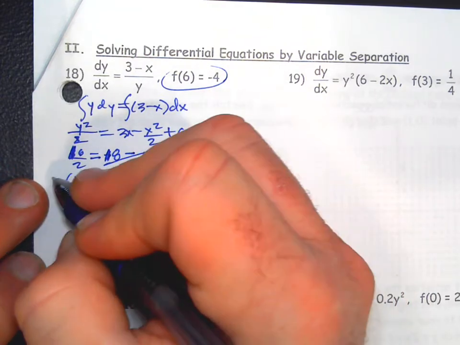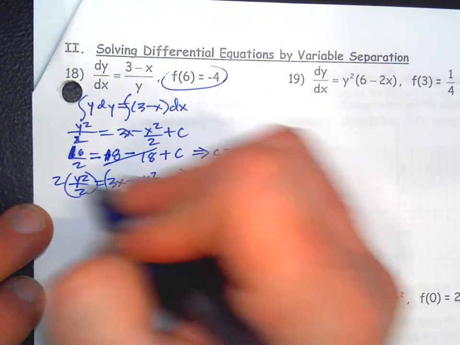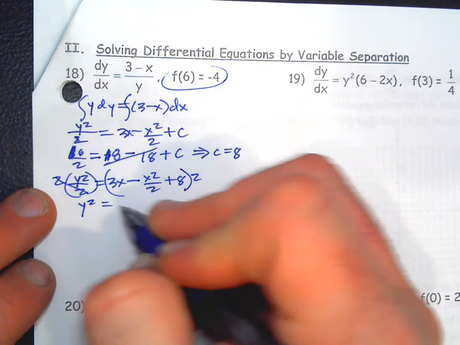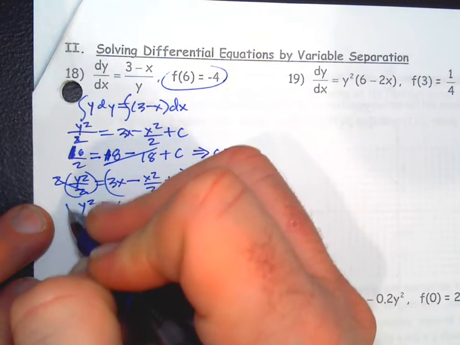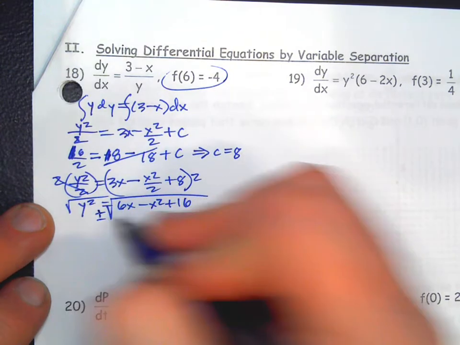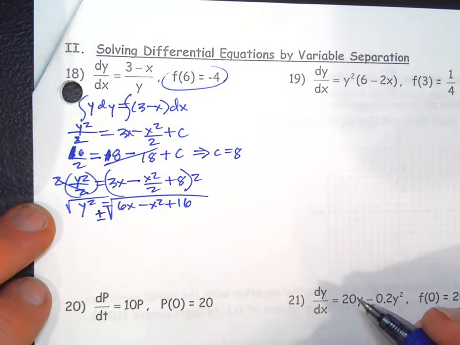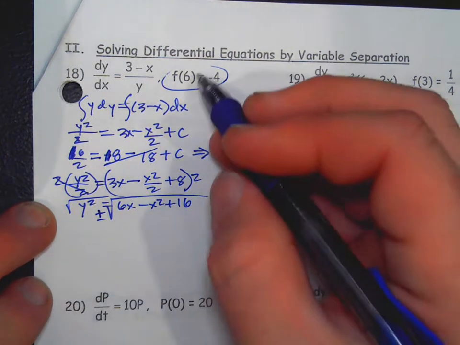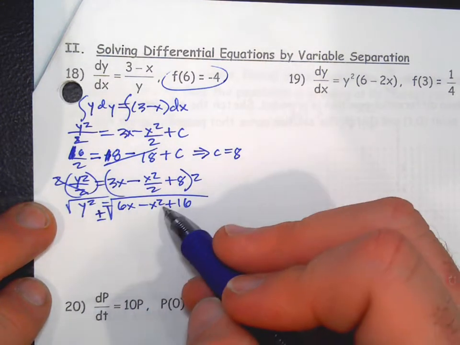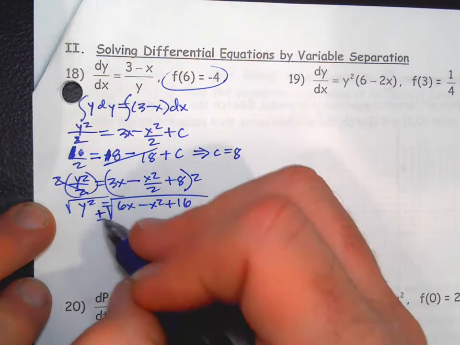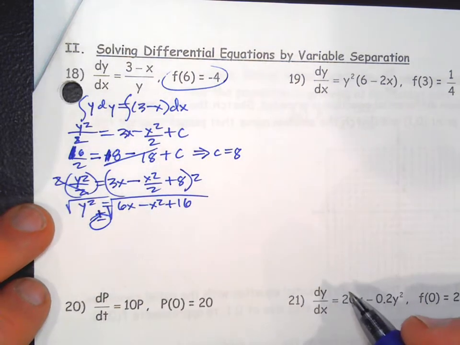I want to solve for y now. Multiply both sides by 2. So we get 6x minus x squared plus 16. Square root of both sides, plus or minus, better be in your work. And then you should decide right now if it should be positive or negative. If you plug in positive 6, you should get negative 4. That'd be 36 minus 36 is 0. Square root of 16 is 4. It needs to be negative. You got to go with the negative this time.